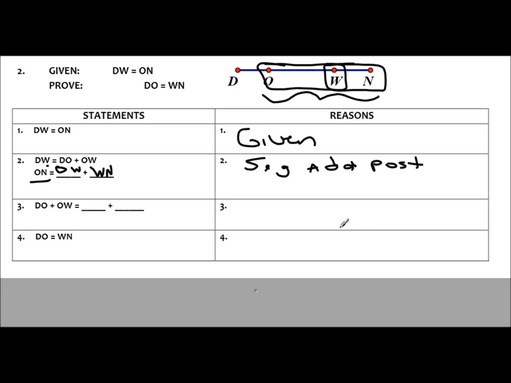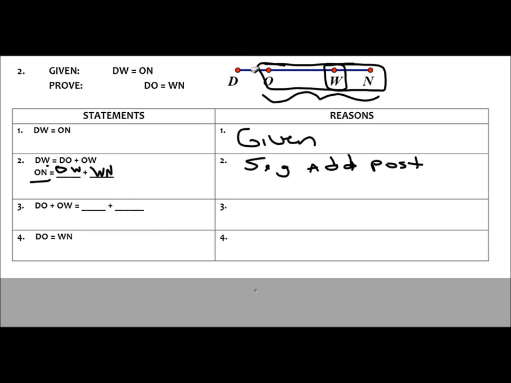Okay? Now this next one is really hard to see, so pay attention. You're going to see it very, very often, so just make sure that you're looking for these patterns. All right, down here we have dO plus OW. Well, what does that equal?